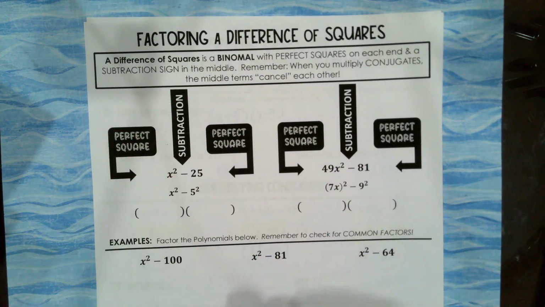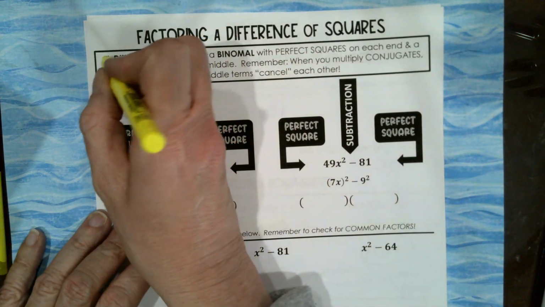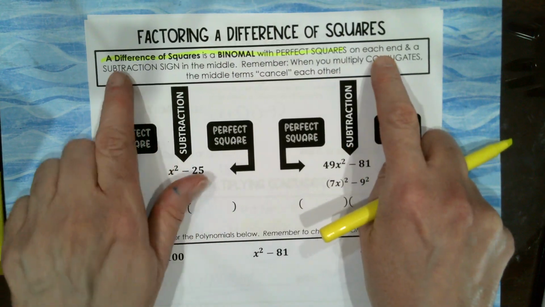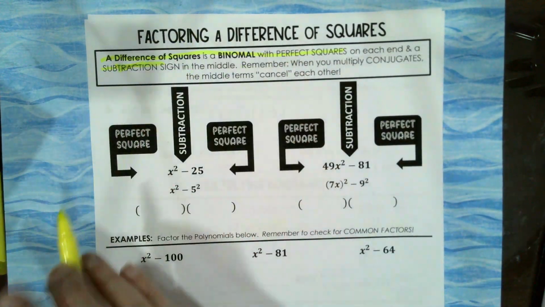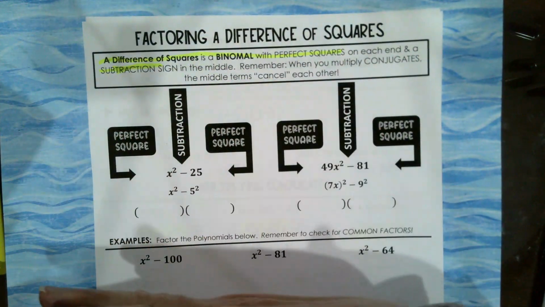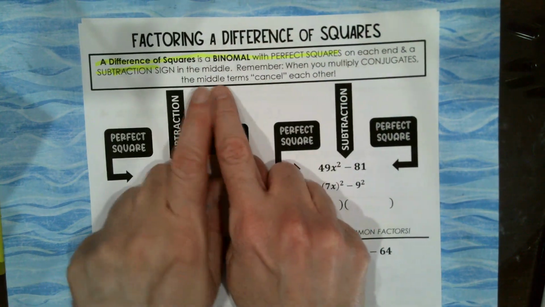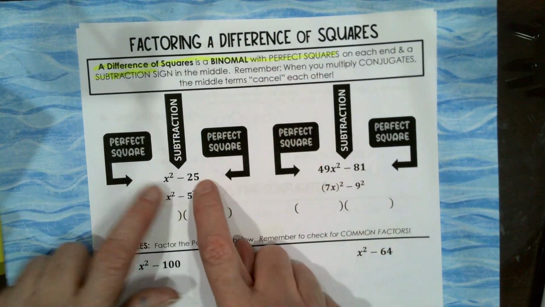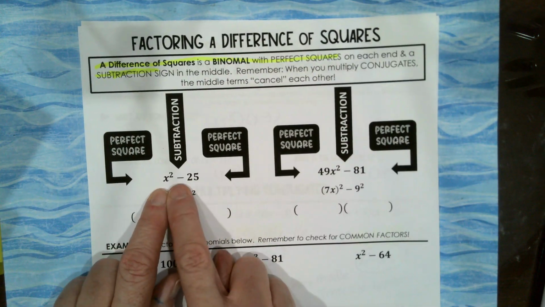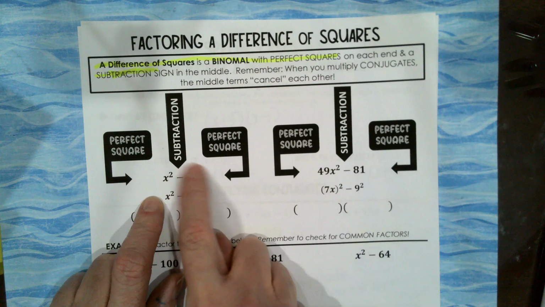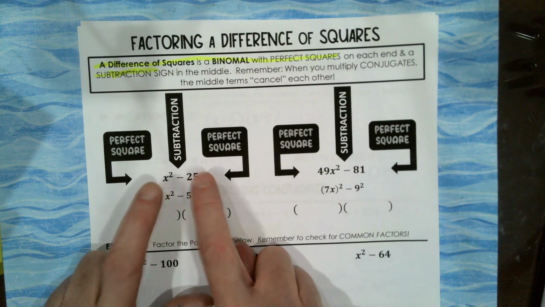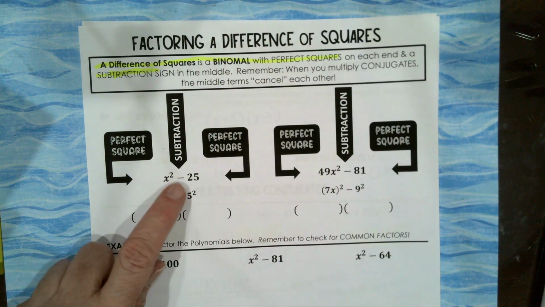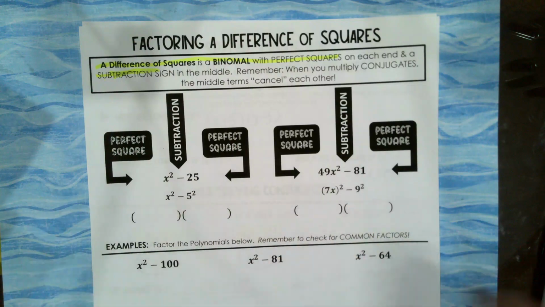So a difference of squares is a binomial with perfect squares on each end and a subtraction sign in the middle, okay? So basically, perfect square, subtraction sign, okay? Remember, when you multiply conjugates, the middle terms cancel each other, okay? So when you see something like this, x squared minus 25, when you see a binomial, and I ask you to factor a binomial, first thing you want to look at is, is it a perfect square, and is it subtraction? Key note, if it's not subtraction, you cannot do this, okay?